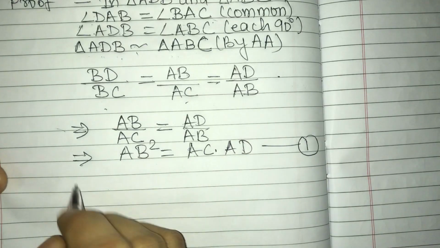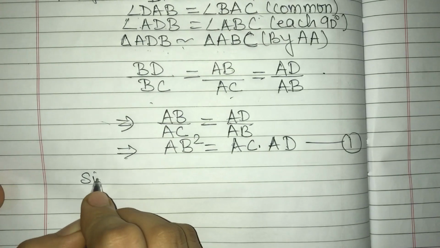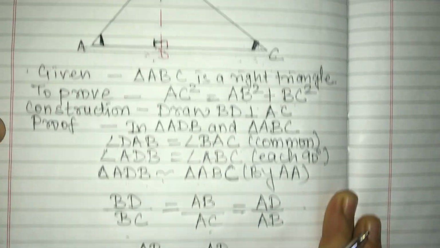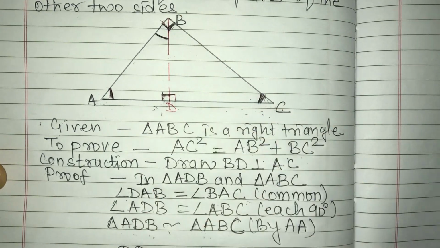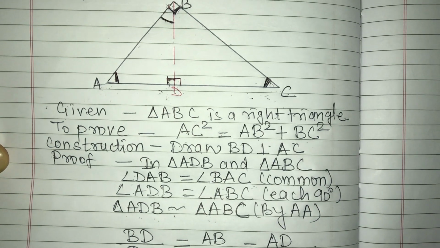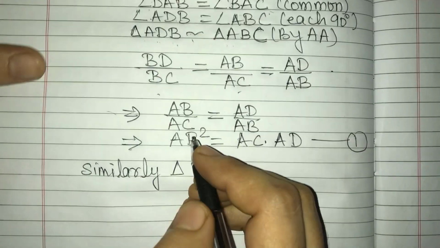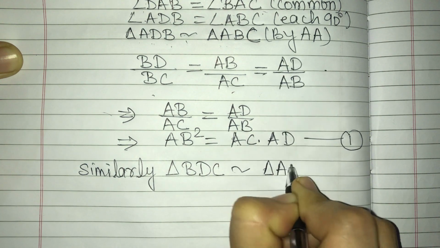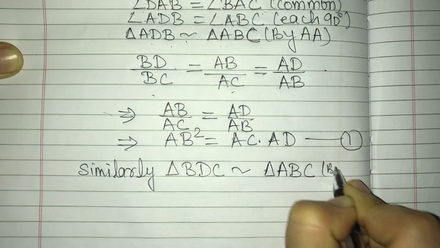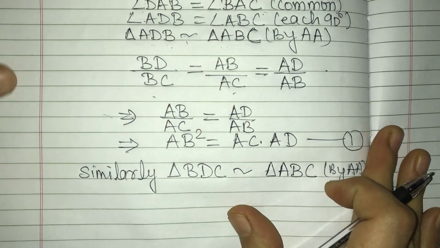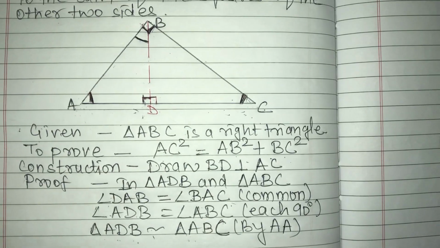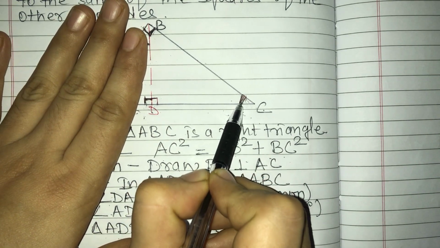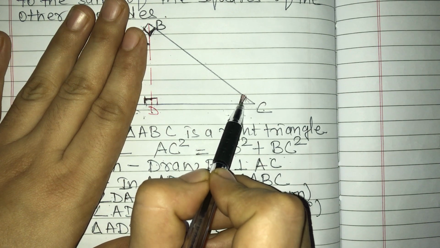So triangle BDC is similar to triangle ABC, again by AA criteria. Again let's find out the sides which are proportional. So this angle is equal to this angle, because this is the common angle.